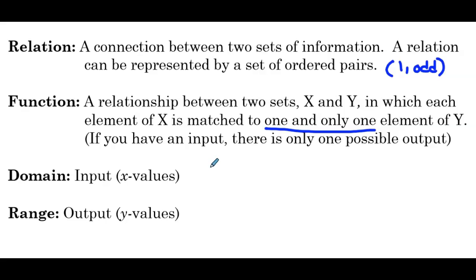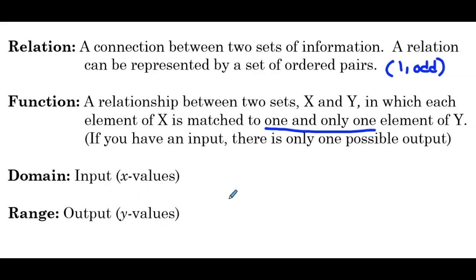Now, 2 other words that we're going to see frequently throughout this unit are domain and range. Domain is the set of all inputs. So in our previous 2 examples, the domain were the numbers 1, 2, 3, and 4. And we're going to think of those as x values. And the range is the set of all outputs. So in the first example, the range was odd, even, prime. In the second example, the range was odd, even. And we're going to think of those as the y values.